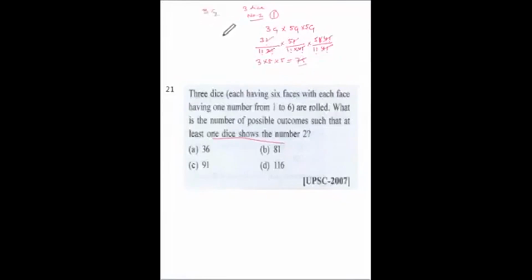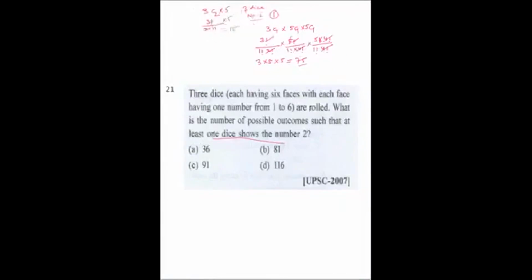Out of 3 dice, 2 are showing the number 2, and the remaining 1 is showing any number except 2, and we have seen it comes 5. So we take it as 5. So 3C2 is 3, which is factorial 3 upon factorial 2 into factorial 1. So this comes to 3. So 3 into 5 is 15.